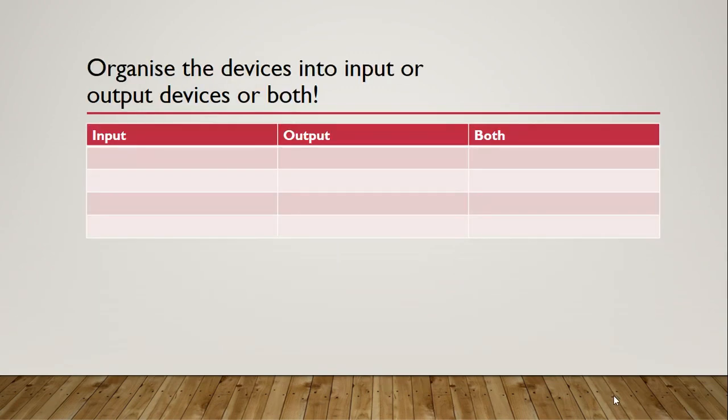Okay then guys, we now have a task for you to do. We've got a table here which says input, output, and both. On the next slide, I'm going to have images of devices and I would like you to put the names of those devices into this table. If a device is an input device, you'll put it under the input column. If it's an output device, you'll put it in the output column. And if it's classed as both, because some devices are classed as both, which I'll go through in a second, then you'll put it in the both column. First, copy this table down in your books or on your notepads, and then unpause the video and we'll have a look at the images.